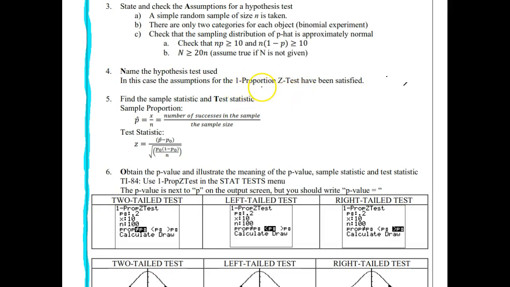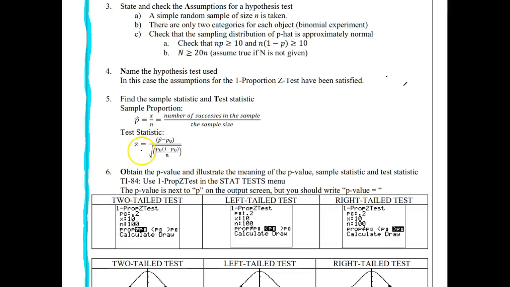So proportion, because we're dealing with qualitative data, the 1 because we're dealing with one sample of data, and the z stands for the z-scores for a normal distribution, and test because we're going to be doing a hypothesis test. So the 5th step here is to find the test statistic, the sample statistic from our sample data. Again, we're dealing with qualitative data, so that's going to be the value of p hat. And our test statistic formula is given here as well.